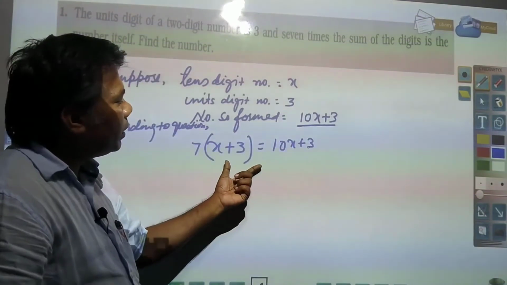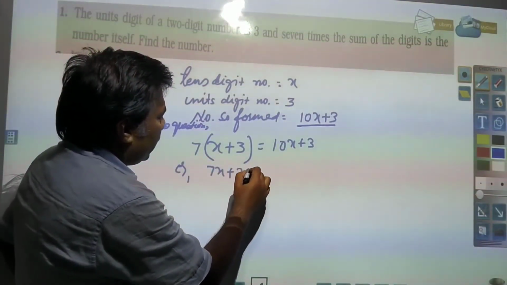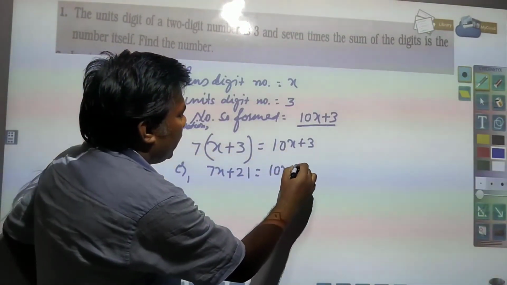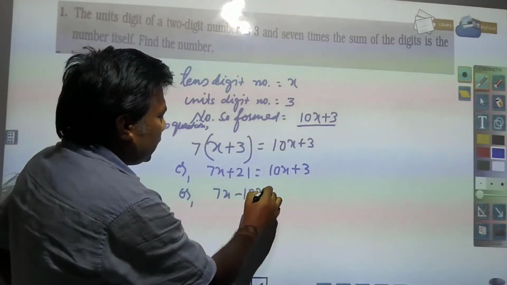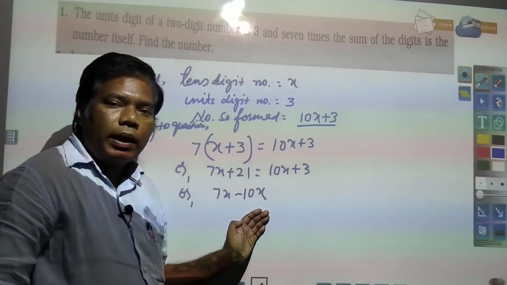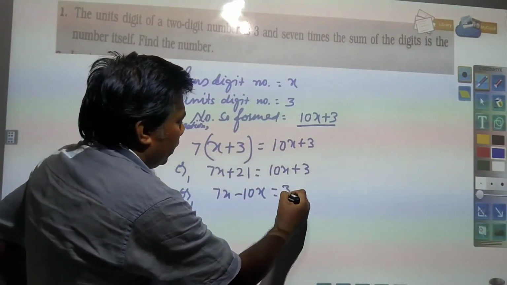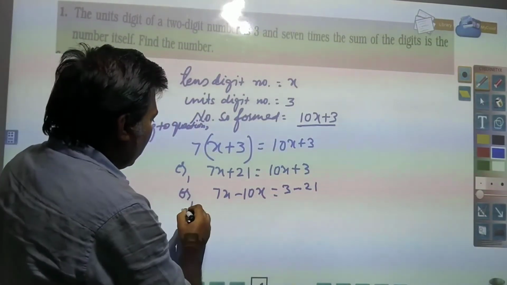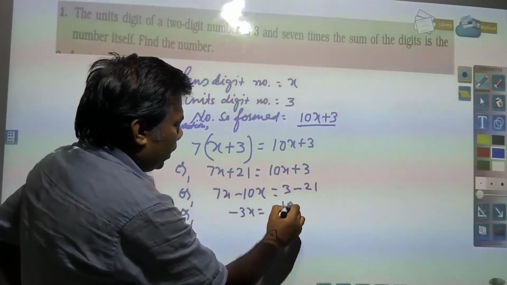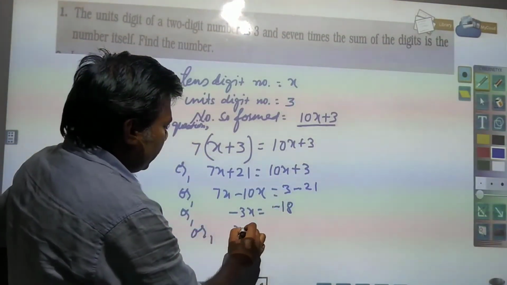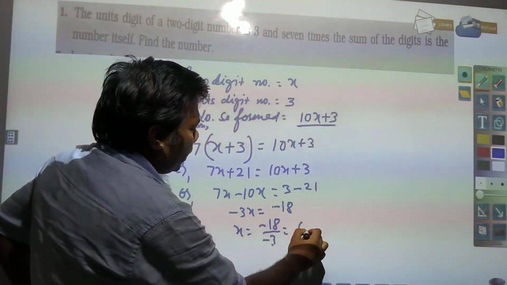Now this is required to be simplified. So this can be written as 7x plus 21 is equal to 10x plus 3, or 7x minus 10x. The variable term you keep on one side, the non-variable on the other side. So this will be 3 minus 21, or here you will get minus 3x is equal to minus 18, or x you will get minus 18 by minus 3, and this will be 6.